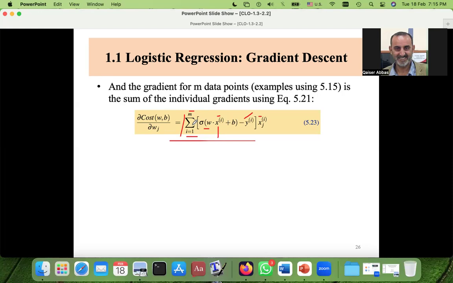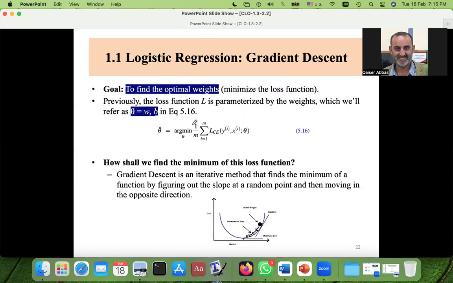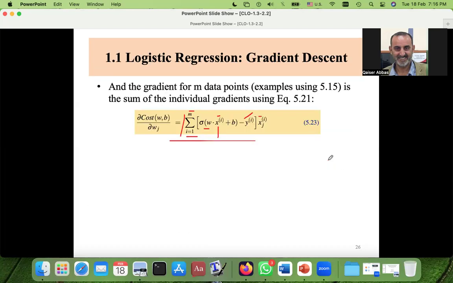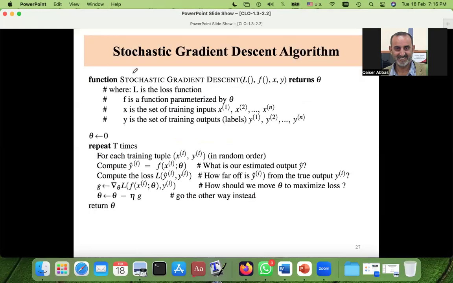Now, we will use this. What is the gradient or derivative of our cost function? We said in the beginning, it will minimize the cost function. So now this equation that you have here will minimize the cost, this will minimize the error, okay? We will use this concept now in an algorithm. Now we are going to present the algorithm here, which is the stochastic gradient descent algorithm.